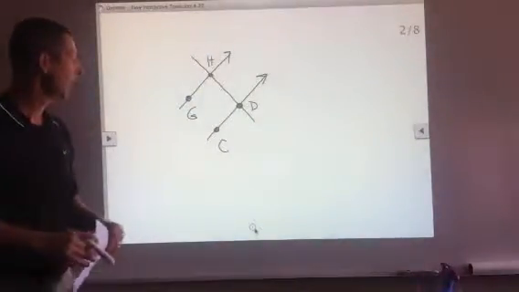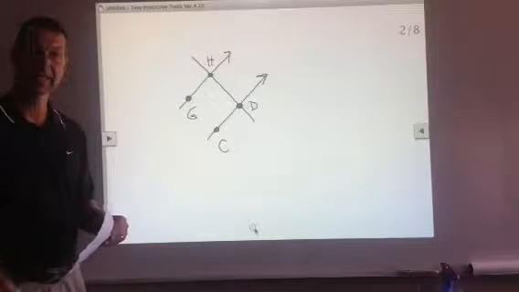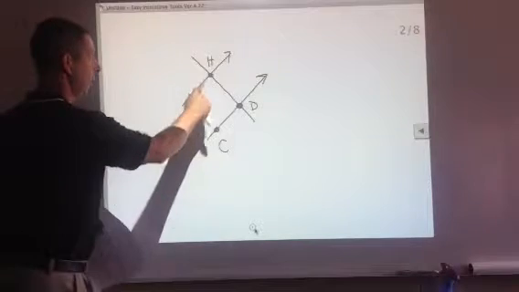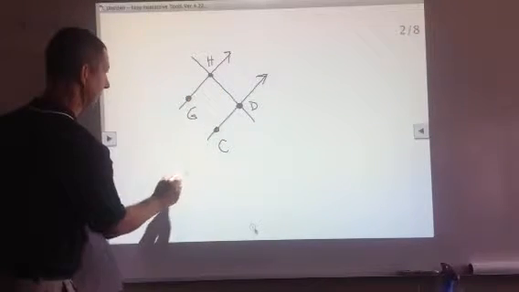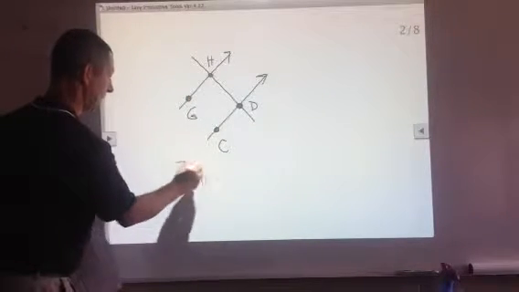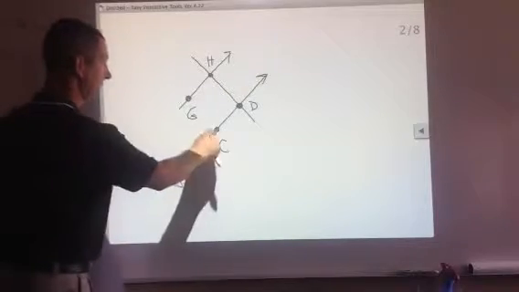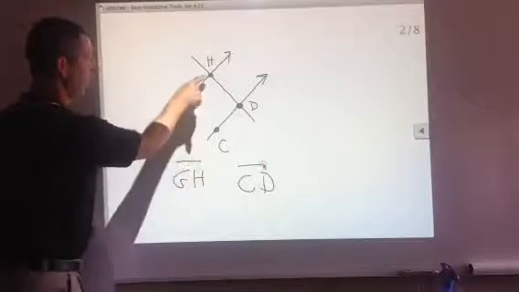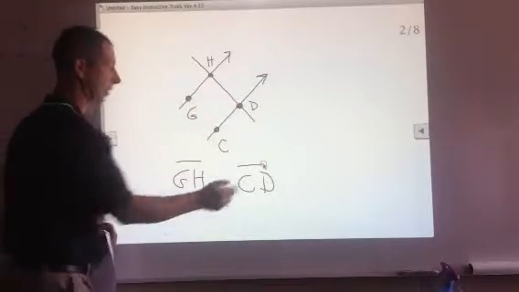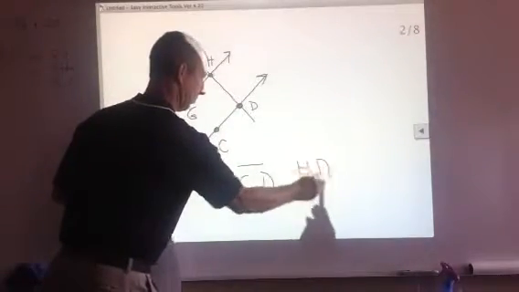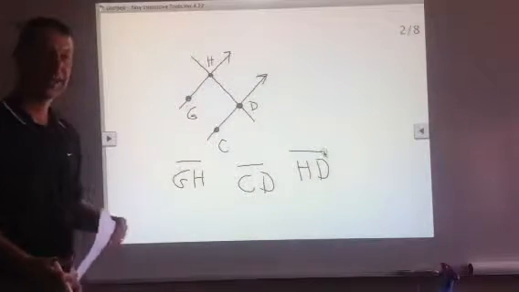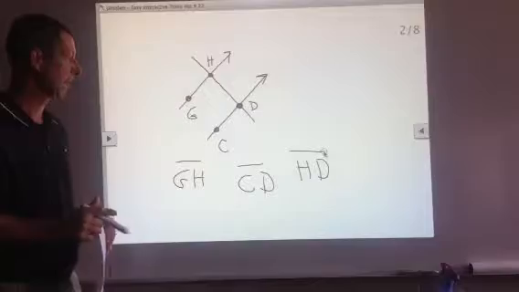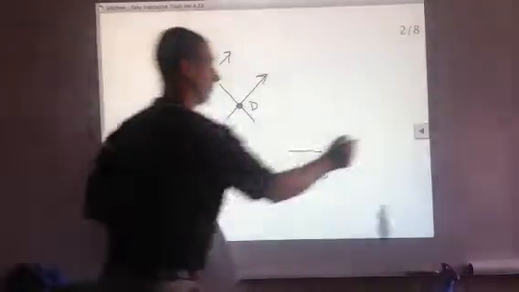Okay, here is another one dealing with line segments. There are 3 line segments here. From here to here is a line segment, so GH. That's how we would name the segment. CD is another one. And the third one is right here, HD. Those are the line segments. So that's the answer to that particular one.